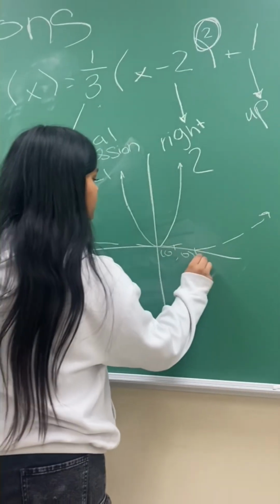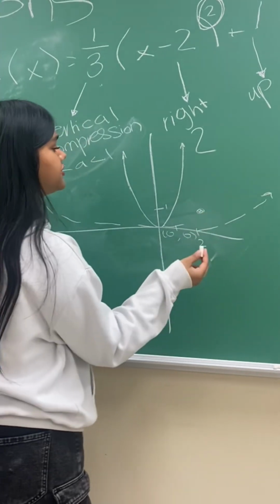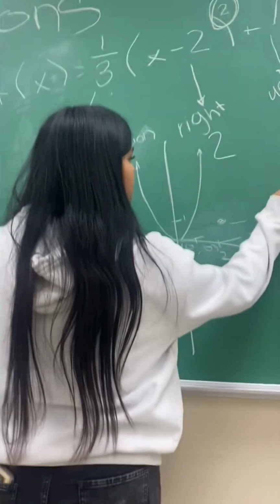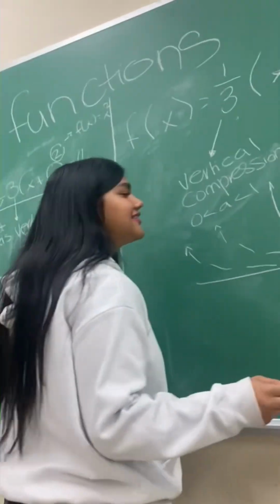So it's right 2, so 2 is right here, up 1, 1 is right here. So the dot is right here. Let's just widen this out.